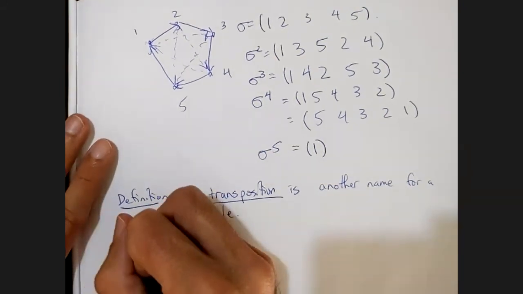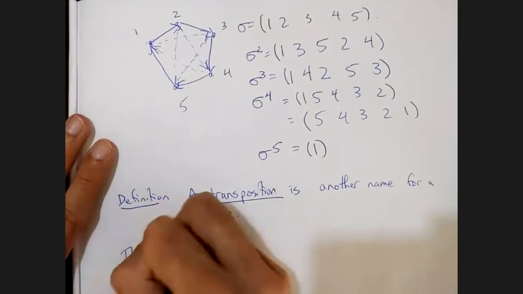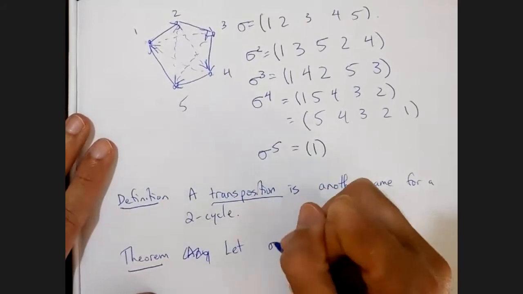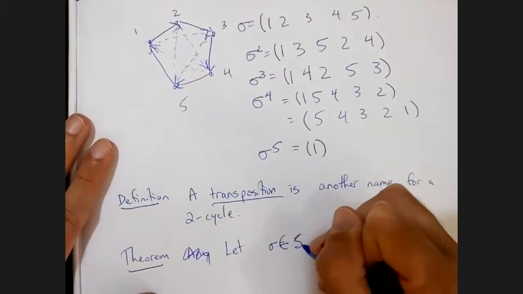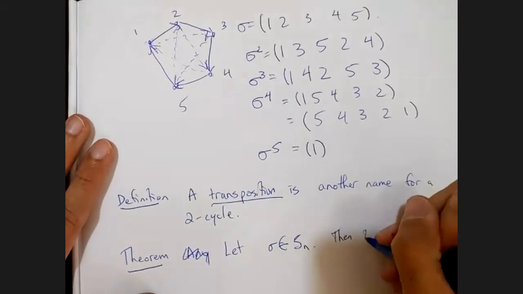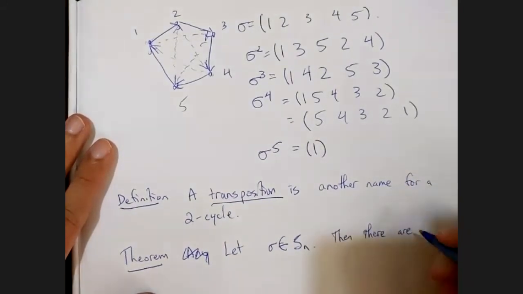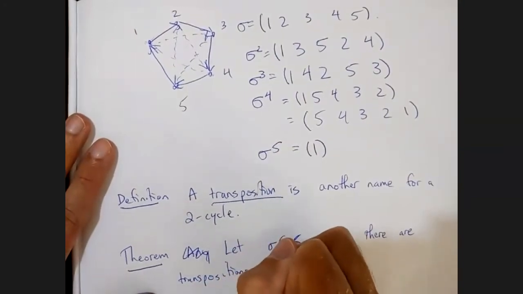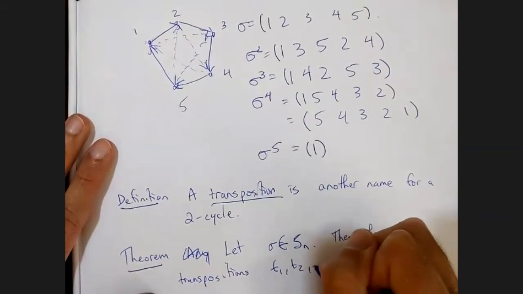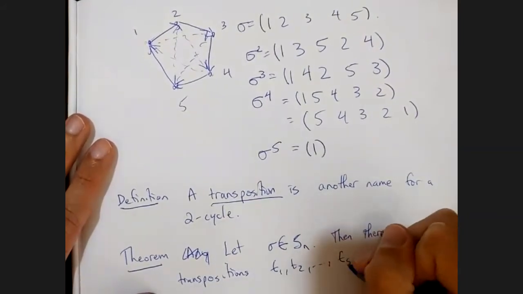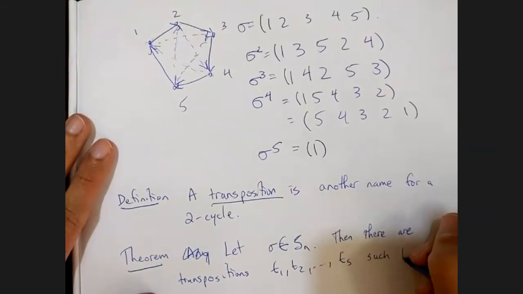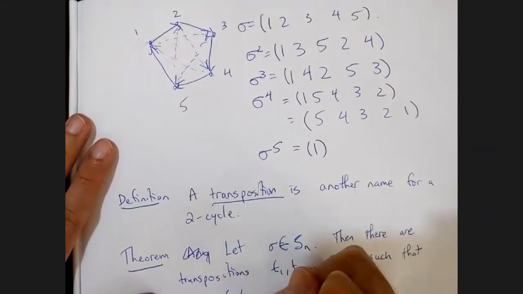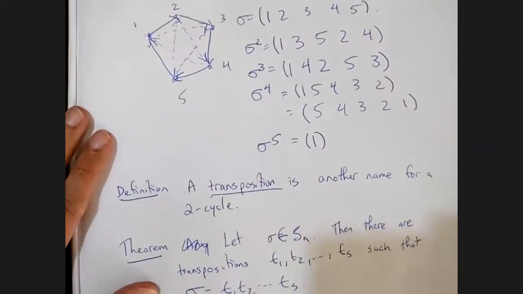Okay, so we have a theorem. Let sigma be in S_n. Then there are transpositions, we'll call them T1, T2, all the way up to Ts, such that sigma is a product T1, T2, up to Ts.